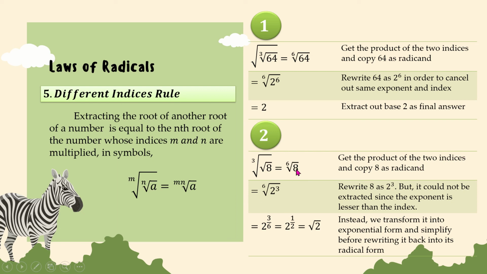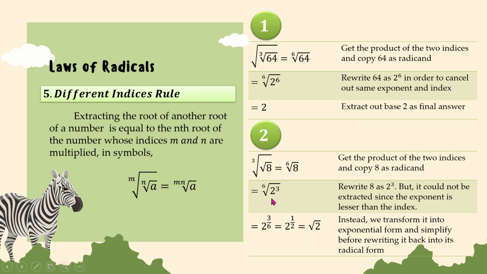Then next, we rewrite 8 as 2 cubed, because 8 is a perfect cube. We rewrite 8 as 2 cubed, but it could not be extracted since the exponent is lesser than the index. So it is not possible. For us to extract it out of the radicand, the exponent should be the same as the index. 3 is smaller than 6.